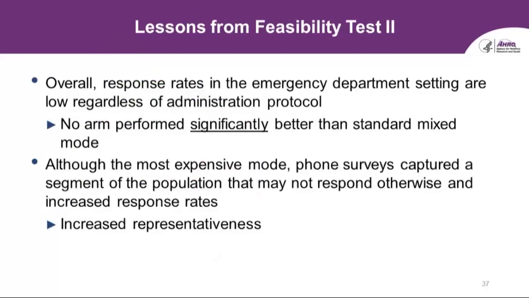So our lessons from Feasibility Test 2: overall response rates in this setting are still low regardless of administration protocol. The highest we saw was that 27%. And even in that email plus mail plus phone arm, no arm performed significantly better than standard mixed mode. And although it's the most expensive mode, phone surveys do capture a segment of the population that may not respond otherwise. And especially for this emergency department setting, we found that a phone component is necessary and leads to increased response rates and increased representativeness.